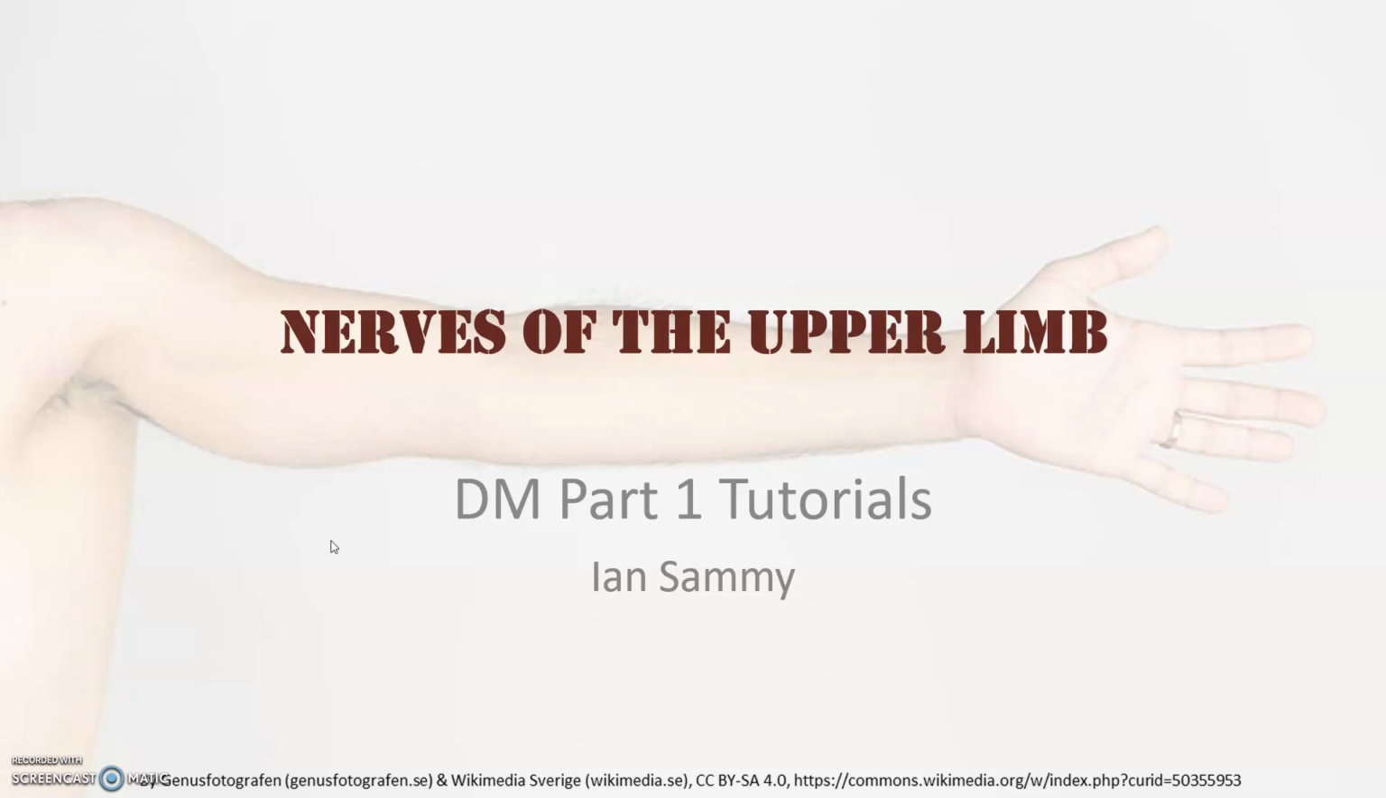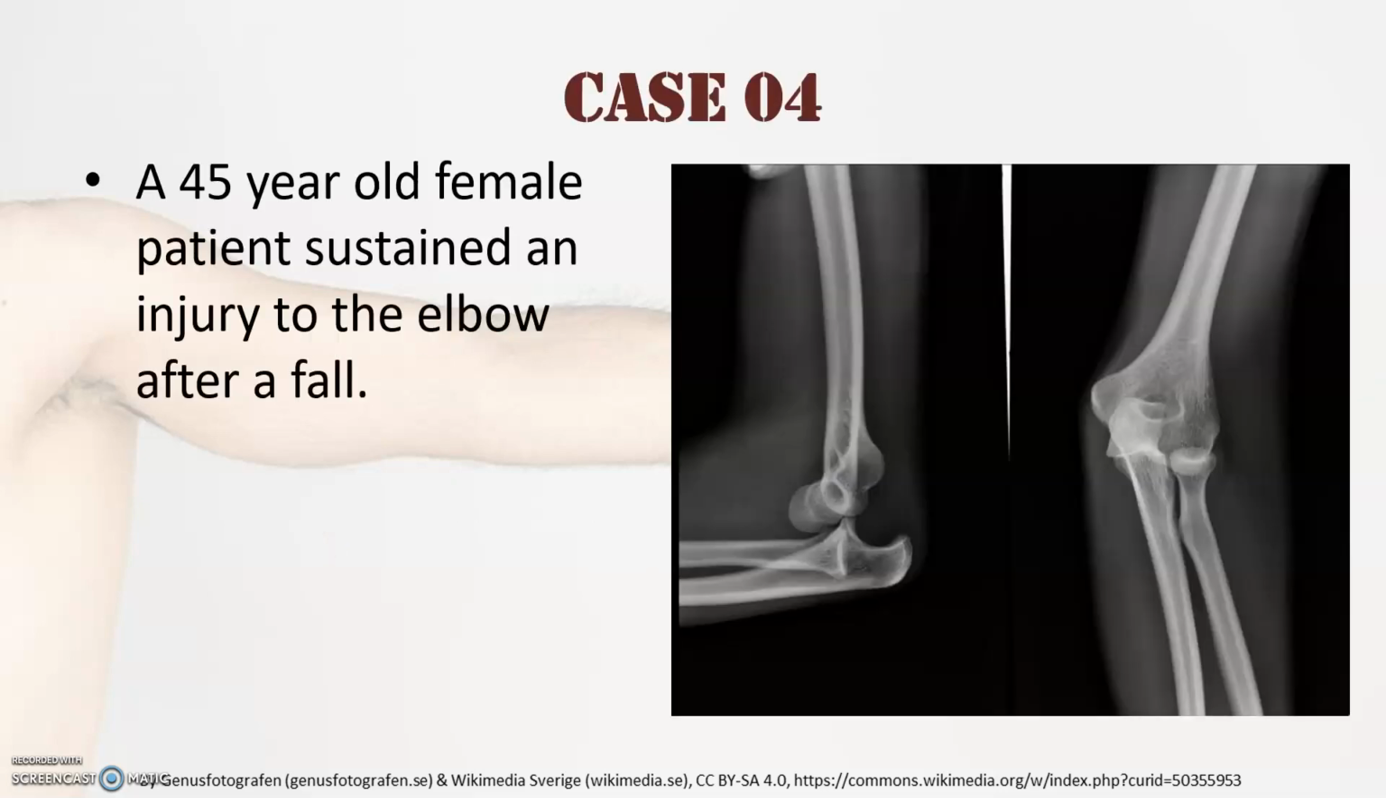In this video, we will continue to look at the nerves of the upper limb. And the case is a 45-year-old female who sustains an injury to the elbow after a fall, and as you can see from the x-ray, she has a dislocation of the elbow. As usual, pause the video and see if you can figure out what nerve might be affected, what the clinical features might be, and as much of the anatomy of the nerve as you can remember.